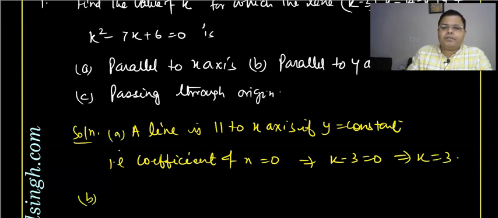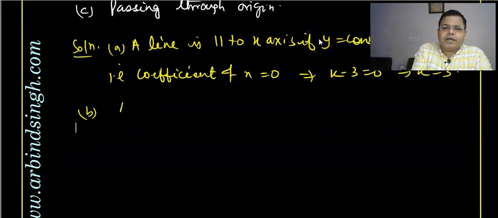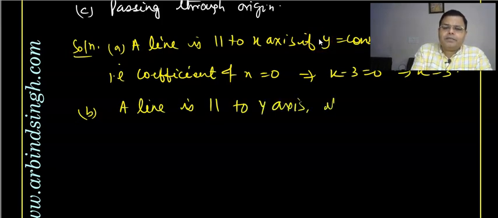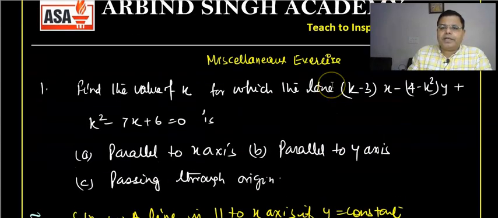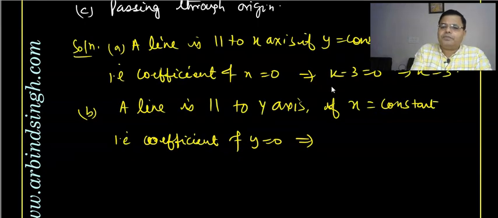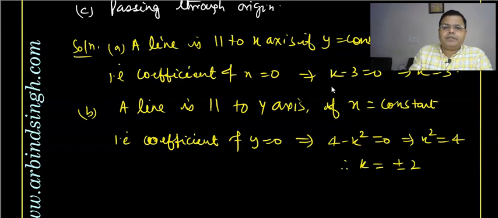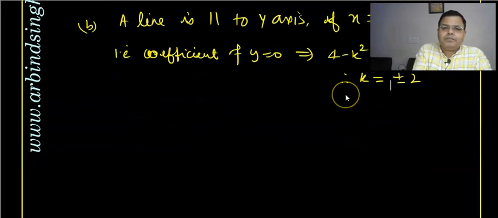Now for part B, a line is parallel to y axis if x is equal to constant, that is, coefficient of y is equal to 0. What is the coefficient of y here? 4 minus k square is equal to 0, and therefore k square is equal to 4, and hence k is equal to plus minus 2. That will be the answer.